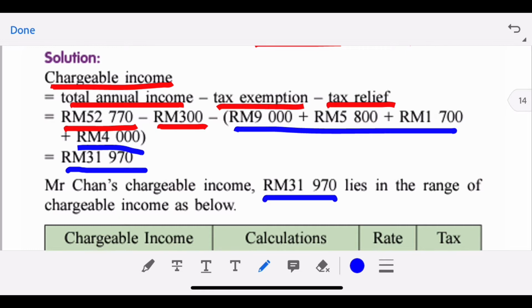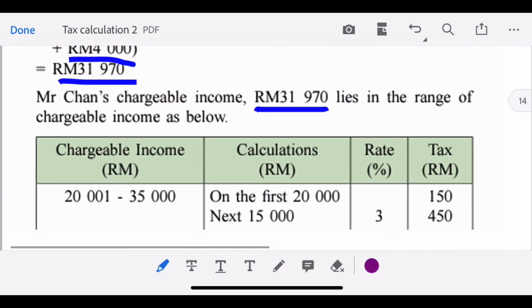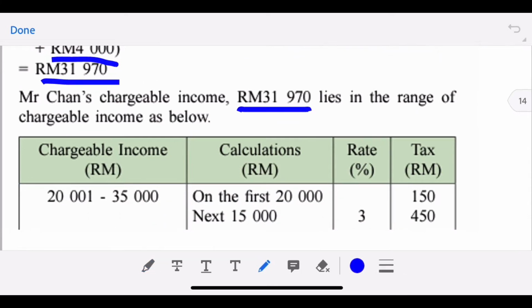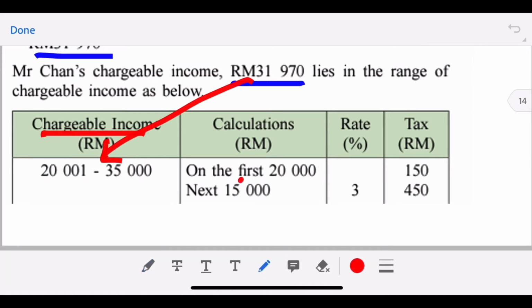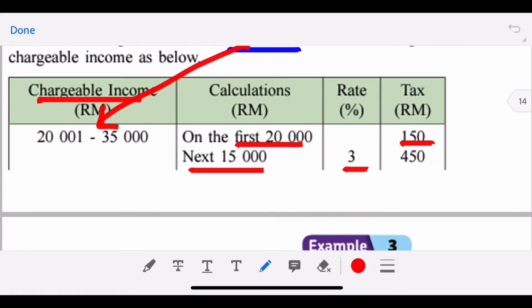So Mr. Chan's chargeable income is 31,970, which lies in the range of chargeable income below. We need to refer to the table. If you refer to the table, you will see that Mr. Chan's chargeable income lies between 20,001 and 35,000. So on the first 20,000, the tax is 150, and the next 15,000 is at 3%, right? For example, 3% of 15,000 is 450.